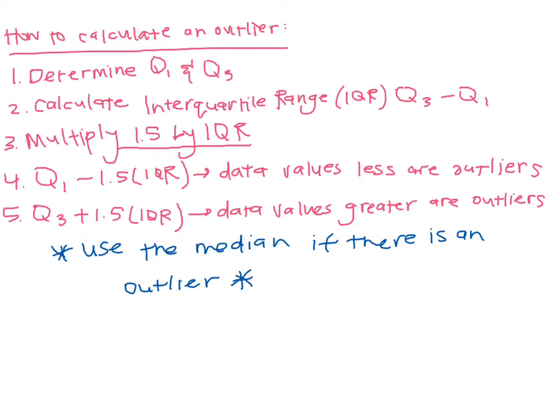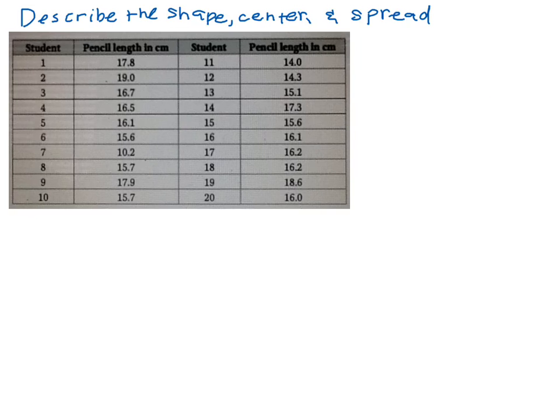So now that we know how to find an outlier, let's go through a couple examples where we are going to find outliers and then use that information to describe the shape, the center, and spread. There's a group of 20 students who measured the length of their pencils, and the data that they collected is represented on this table. We are going to use this data to describe the shape, the center, and the spread.